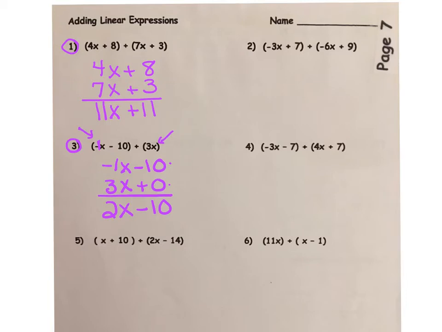Let's try another one. Let's go to problem number 6. We have a monomial, 11x, and we're going to add to it this binomial, x minus 1. Please put a 1 in front of the x. Let's stack our quantities. 11x, that's my x term, and let's put plus 0 to hold the place of the constant. Then underneath, 1x minus 1. Draw a line and term combine.